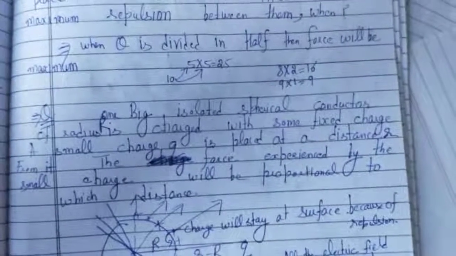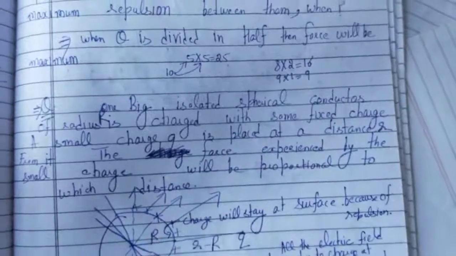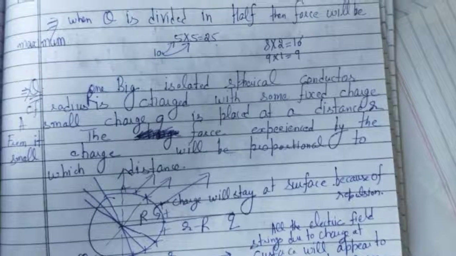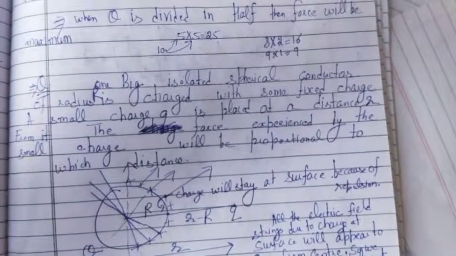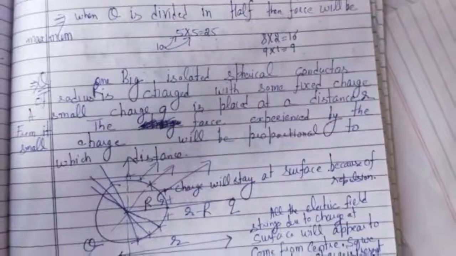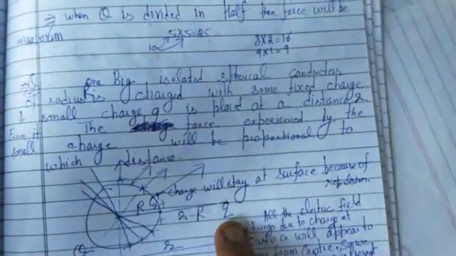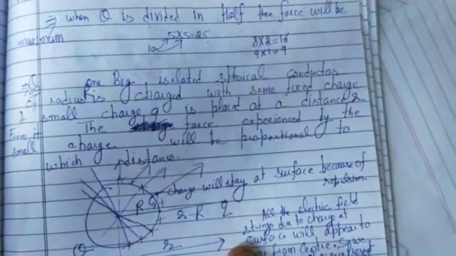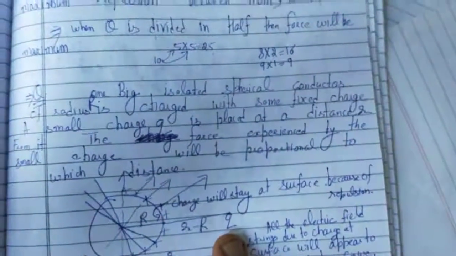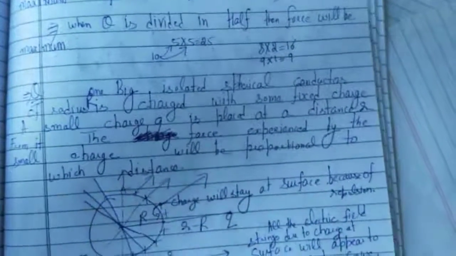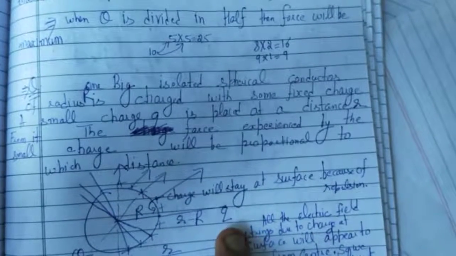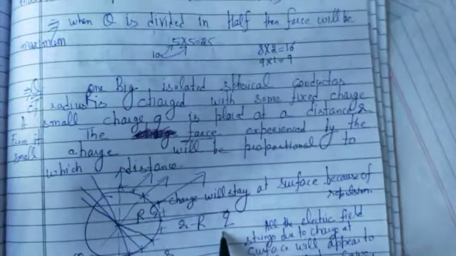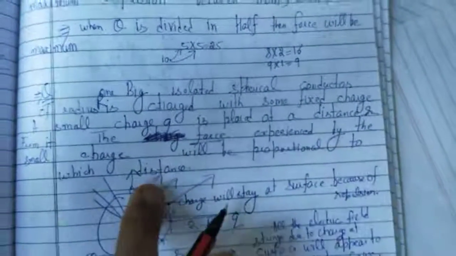You have one big isolated spherical conductor of radius big R that is charged with some fixed charge big A. That means that spherical conductor of radius big R has a charge that is big A. A small charge Q is placed at a distance r from the center of that spherical conductor. This small charge Q will feel a force due to this bigger spherical conductor because it is also charged. You have to find what kind of distance the force felt by this charge is proportional to.